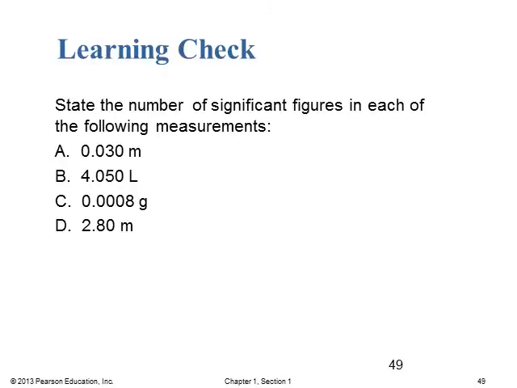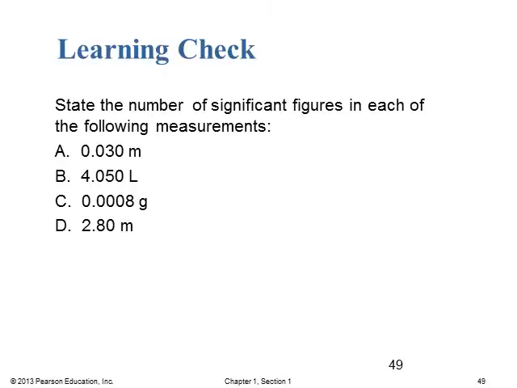In part B, we have a sandwiched 0, and we have a 0 at the end after the 5, and because that 0 is after a non-zero digit, and it's after a decimal point, then it's considered significant. So in part B, we have 4 significant figures.